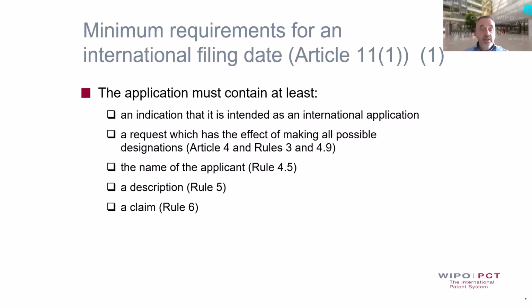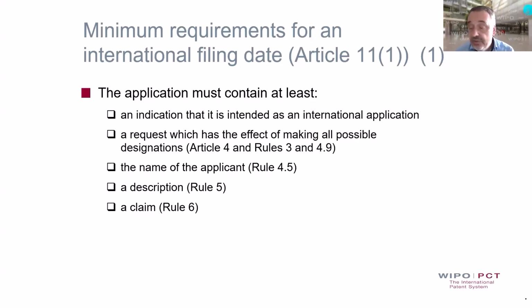You need to name at least one applicant. So it's important to realize under the PCT, it's not possible to file a secret or anonymous application. You need to disclose who is at least one of the applicants. And you need to have something in your application that on the face of it looks like a description and looks like claims, or a claim. This is really not a very high bar here.